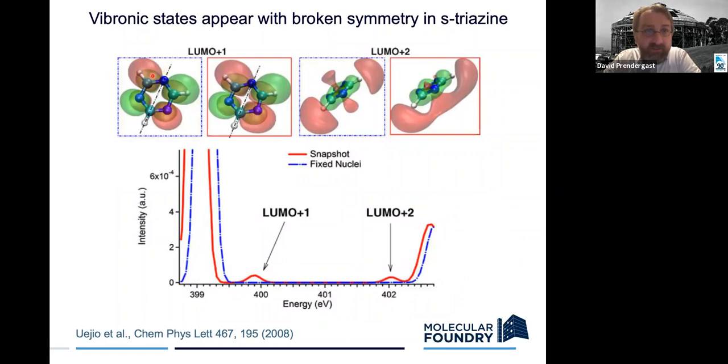S-triazine has 6 atoms in a ring here, 3 nitrogens alternating with 3 carbons. It's very symmetric, and it has lots of symmetry planes that have almost no electronic weight on them. So there's a symmetry plane along the molecule, perpendicular to it, that separates the electronic structure on either side. That orbital actually has no weight on the nitrogen atom if we were to excite it.